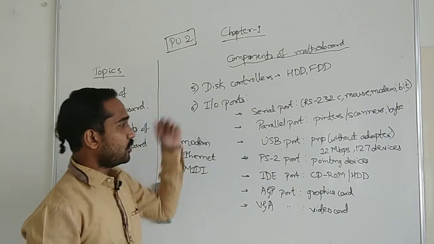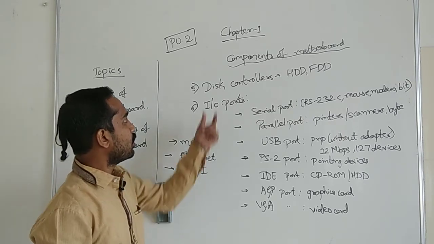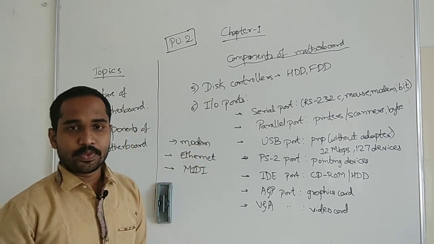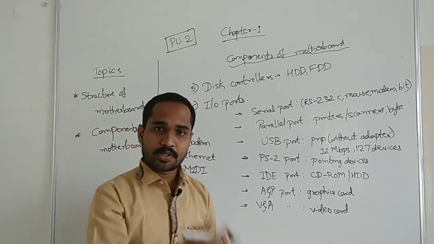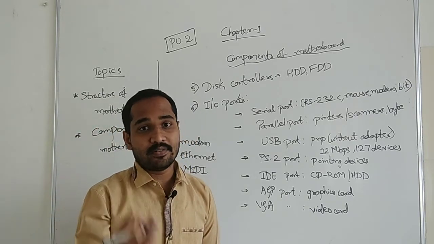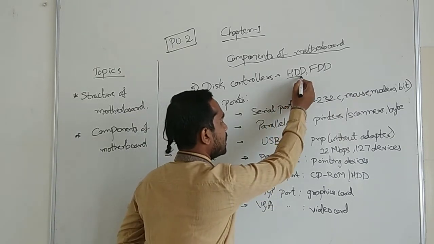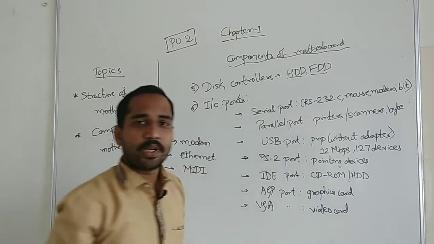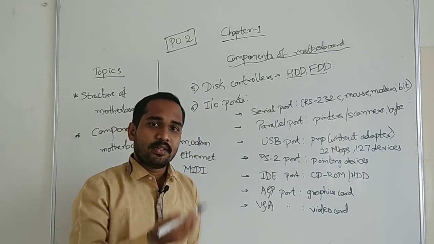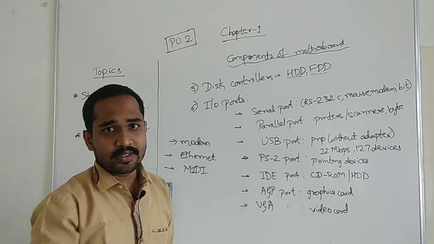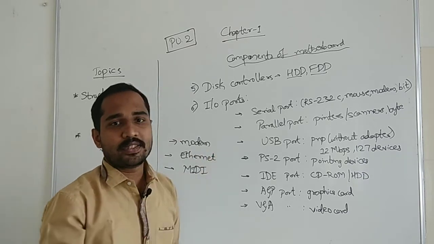And now the 5th component. Okay, 4 components we have already seen till slots. The 5th component is disk controller. Disk controller means it connects the processor to the disk devices. Disk hardware like 2 are there, hard disk drive and floppy disk drive. If it is connected to the hard disk, that disk controller is hard disk controller, or FDD, floppy disk drive.